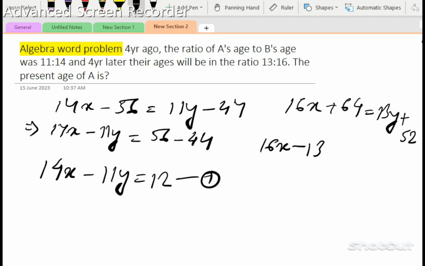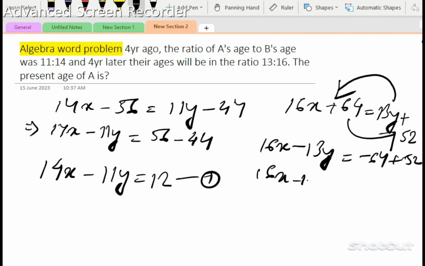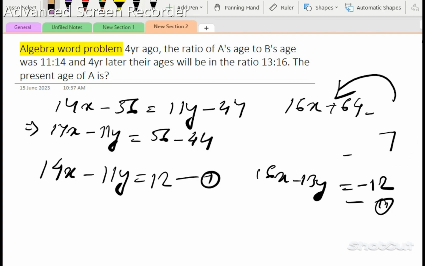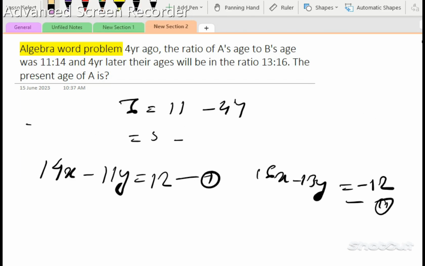16x, again, bringing the constants to one side and the variables to the other. 16x minus 13y. I just brought the 13y from the right-hand side to the left, and I'm going to take the 64 from the left to the right. And consider the change of signs. So 64 becomes negative 64 plus 52. So you have 16x minus 13y equals negative 12. And this is the second equation. Now what do we do? We solve them simultaneously. Let's write both these equations one on top of each other.